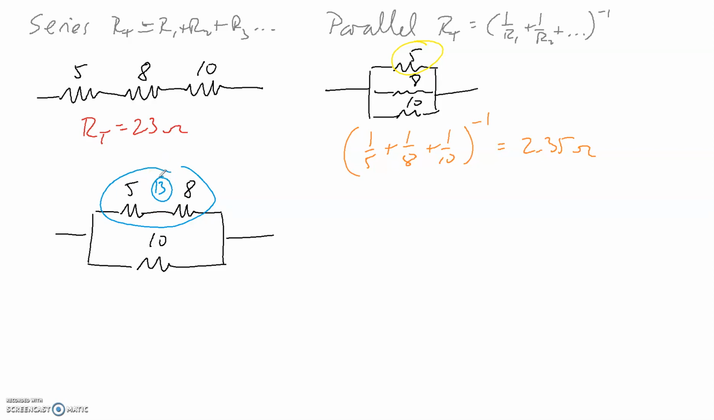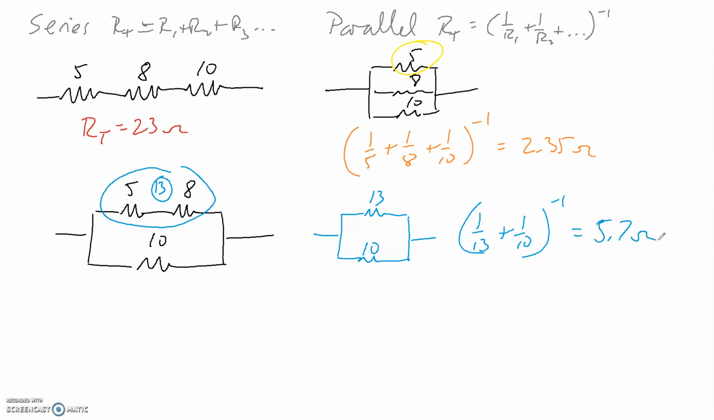So there's no difference between that and having a circuit that looks like this and replace that 5 and the 8 with a 13. We have the same effect. Well, now I just have two resistors in parallel with each other. So I'll do the 1 over 13 plus the 1 over 10, and then invert that sum, and I'd have the total resistance for the setup. And I know that total resistance has to be less than 10. And if we actually do the calculation, we get around 5.7 ohms altogether.